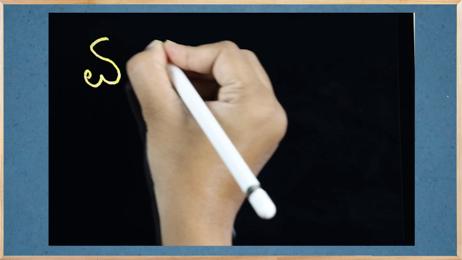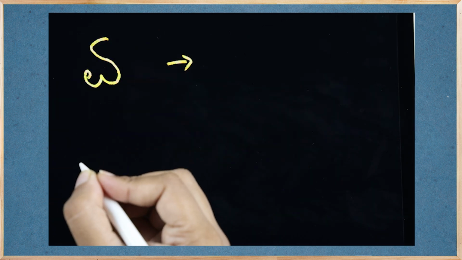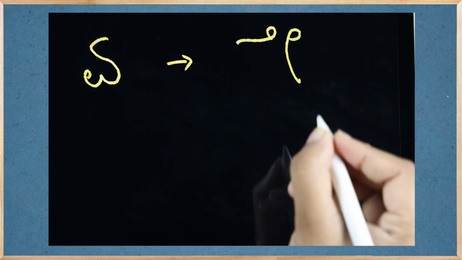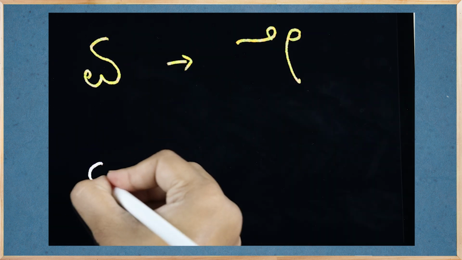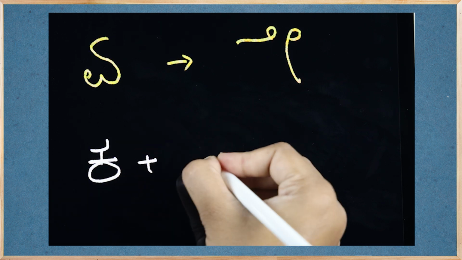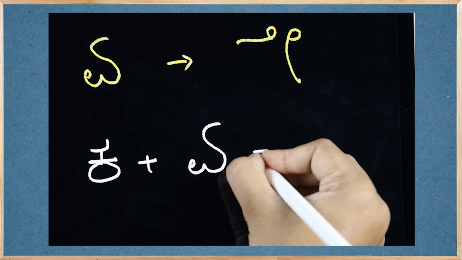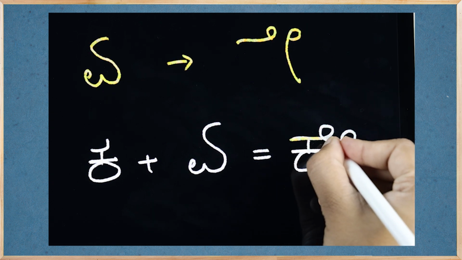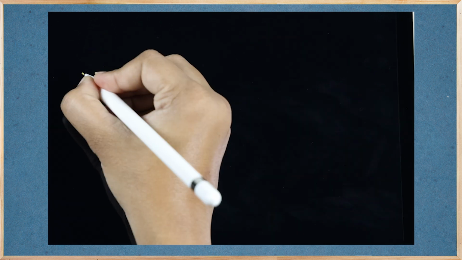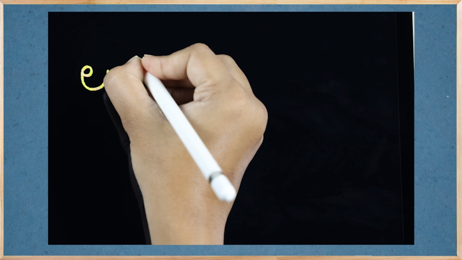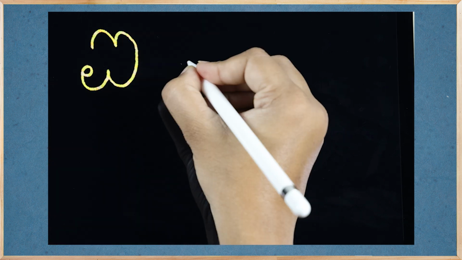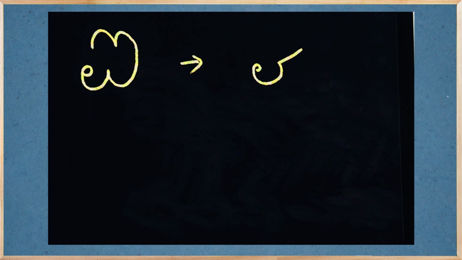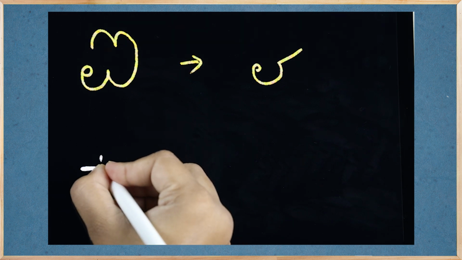A. The symbol A represents the longer A sound similar to A in cake. Example, K plus A becomes K. I. The symbol I represents the I sound as in the English word hi. For example, K plus I becomes kai.